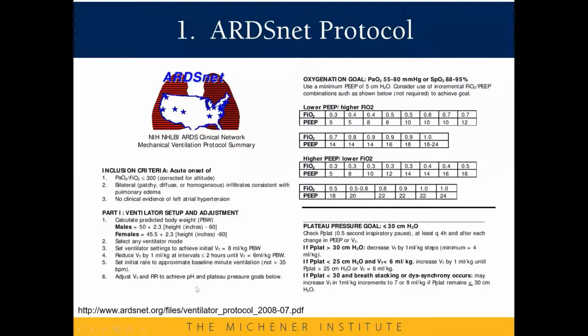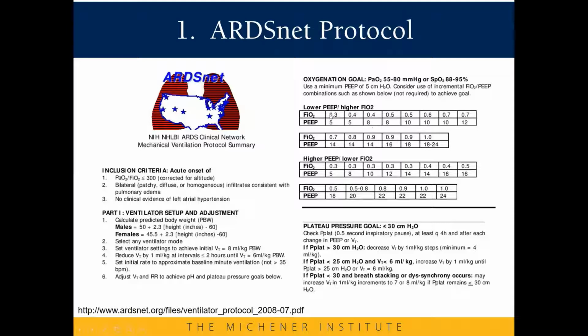Okay, so our oxygenation goals, we are aiming to keep our PaO2 between 55 and 80 millimeters of mercury to minimize oxygen toxicity. And we are going to aim for an SpO2 of 88 to 95%.